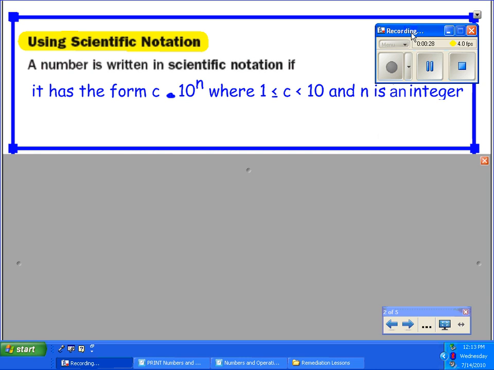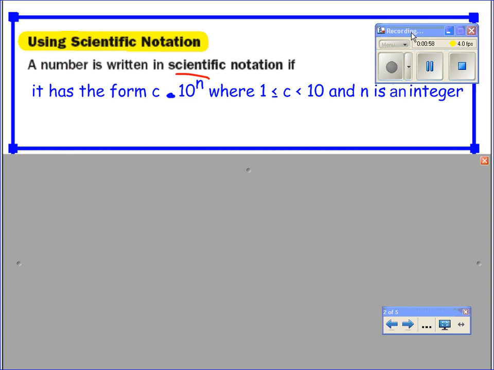So the definition of scientific notation is a number is written in scientific notation if it has the form c times 10 to the nth power, where 1 is less than or equal to c less than 10, and n is an integer. So in other words, c has to be between 1 and 10, but less than 10, and n has to be an integer, which means it has to be a nice number. This right here, remember that this is a multiplication sign. I know it looks kind of weird from the smartboard.